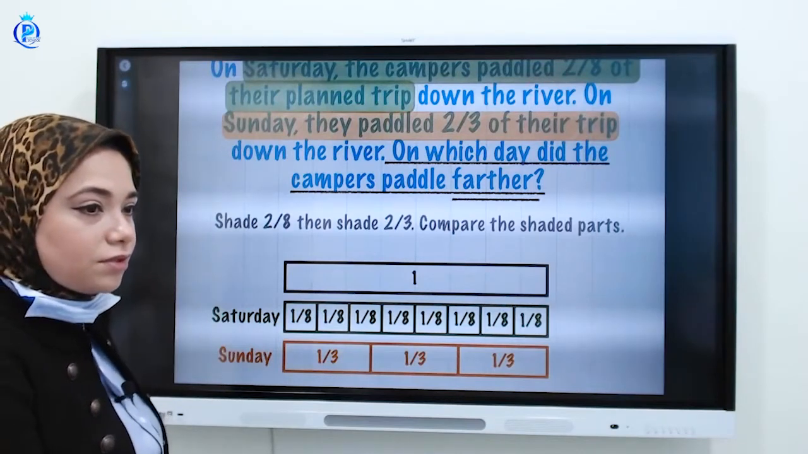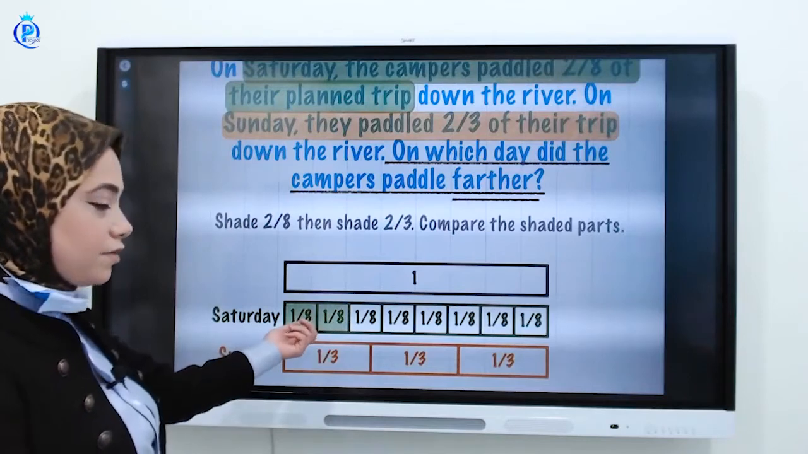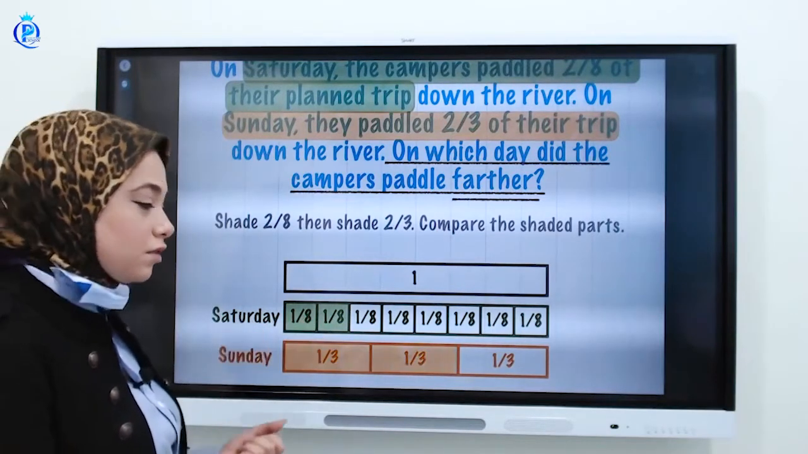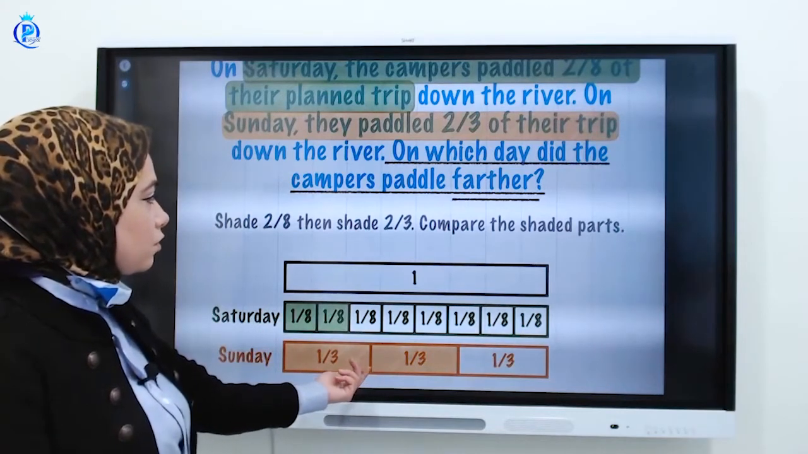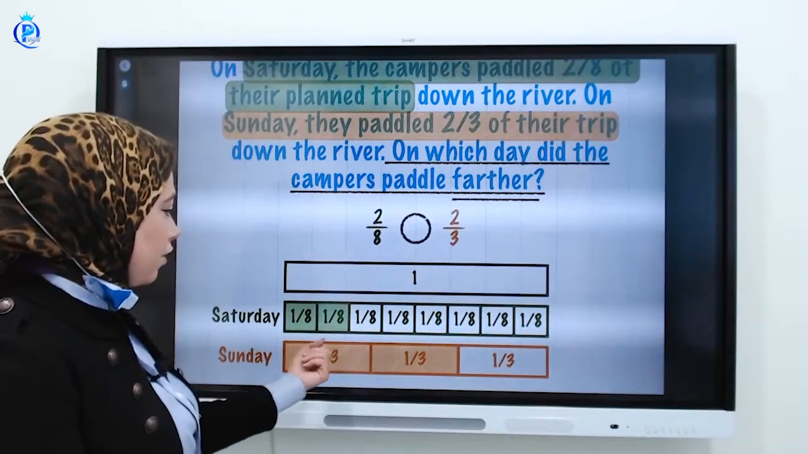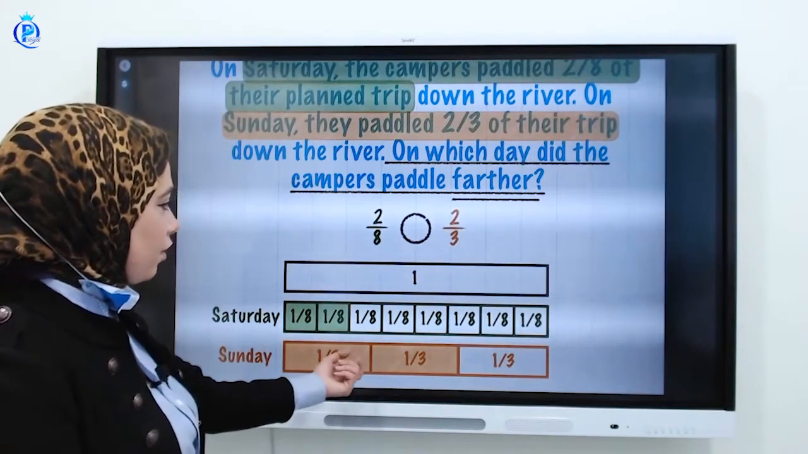Think about it. So for 2/8, I shade 2 pieces. And for 2/3, I shade 2 pieces. This makes it easy for me to compare the shaded parts. Which is greater? 2/8 or 2/3? 2/8 compared to 2/3. Which one's greater? Look at this.